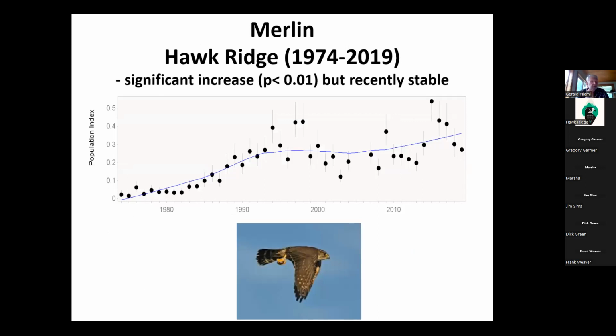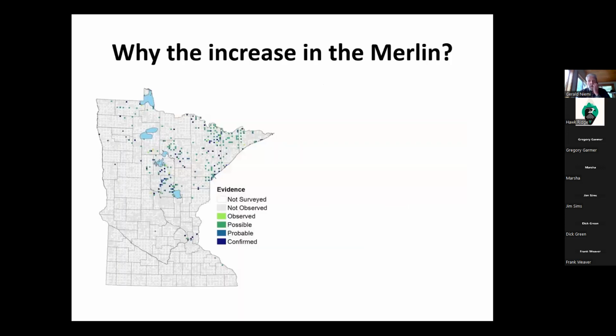It looks like the Merlin is another nice success story, with a significant increase in that population over time. They're showing from, again, 1974 to 2019, a gradual increase from the 1970s into 1995 or so, then it started tapering off, but then seemed like a bit of an increase in the later period of time. But again, a very significant increase in that population over time. So why have they been increasing?